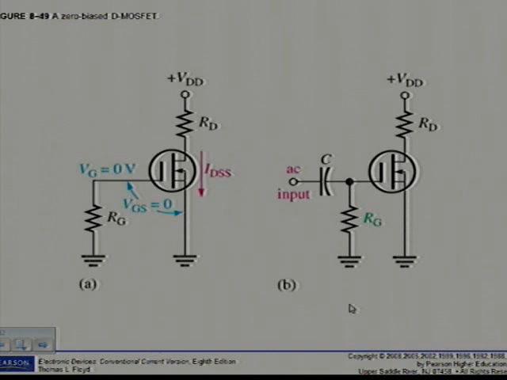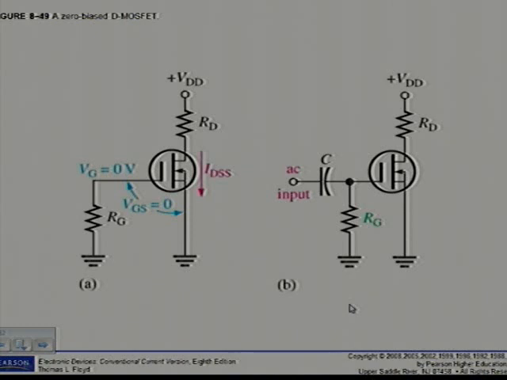A MOSFET with a 0 bias is shown in figure 8.49a. Since VGS is equal to 0, ID is equal to IDSS as indicated. No? We can all see that in figure 8.49. The drain to source voltage then, of course, is expressed as follows using Kirchhoff's law again. VDS is equal to VDD minus IDSS times RD. Remember we've said that ID is equal to IDSS.